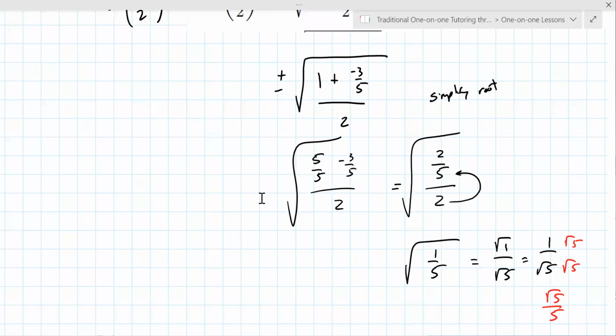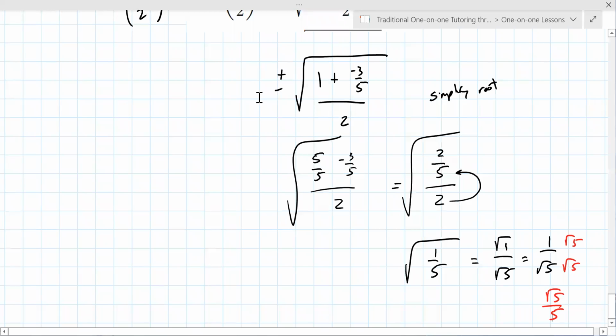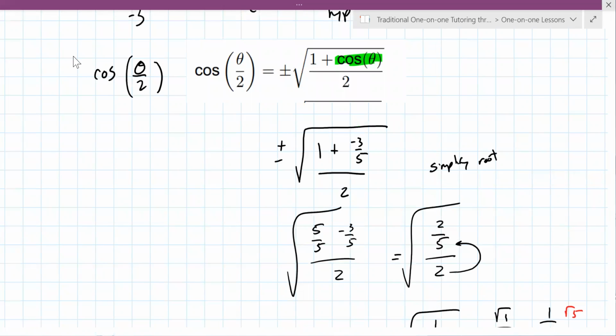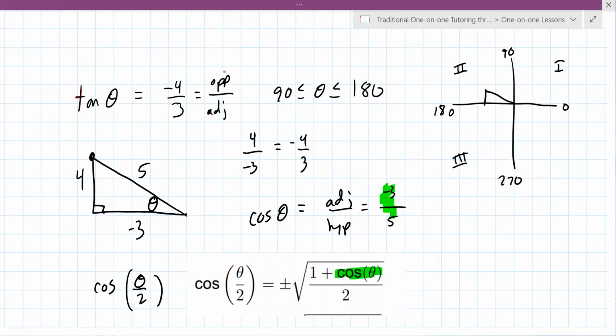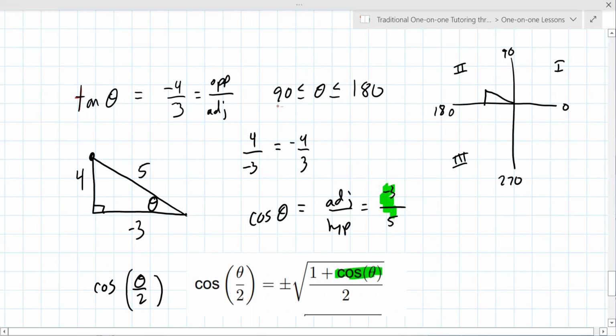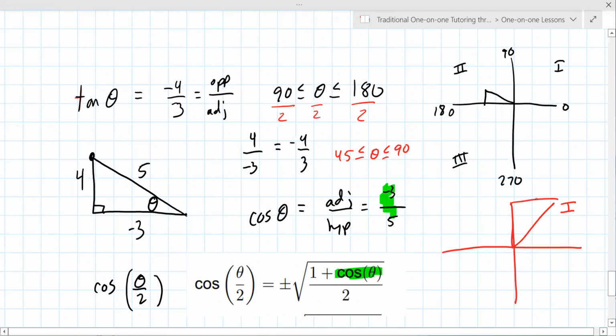All right, so now that we know that part, we have to decide whether it's plus or minus. So this I think is probably the more confusing part. Your original angle is between 90 and 180. So when you divide it by 2, you're now between 45 and 90. Okay, so which quadrant is that in? Yeah, it's in 1. And more specifically, it's in this kind of pizza slice area. And everything is positive there.